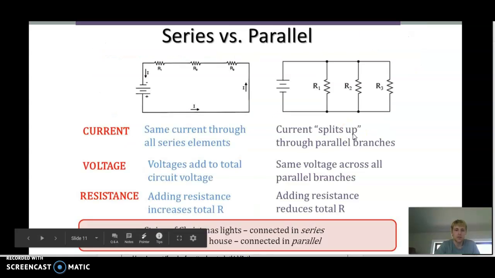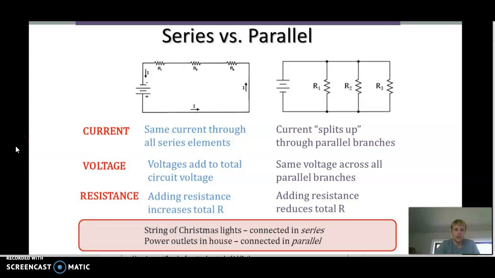All right, so here's a good summary of everything we've talked about. In a series circuit, the current is the same through all series elements. The voltage total for each drop added together gives you the voltage of your source, and adding the resistances gives you the total resistance. For a parallel, the current splits up, so that means the current is not the same necessarily. But the voltage drop will be the same across each component.